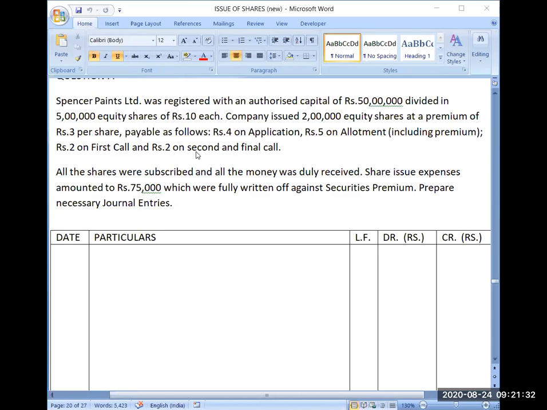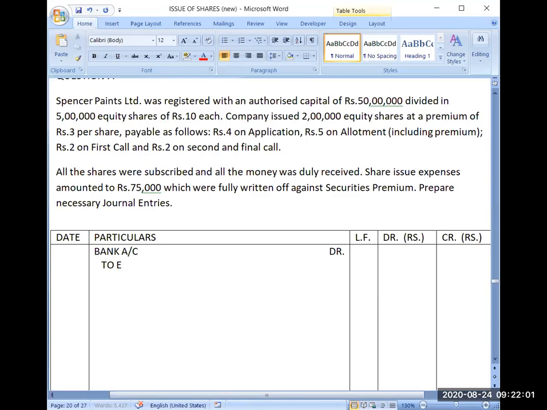Now you have to pass the journal entry. Tell me the first journal entry. What will be your first journal entry? Bank account debit. You will do the amounts after completing the journal entry. While doing the journal entry, focus on the journal entry only.